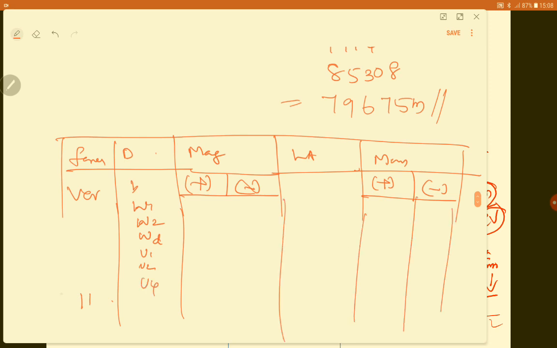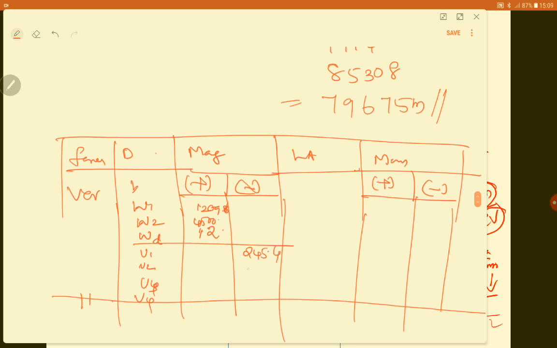So these are the various forces here. What will be the values? These will be positive and these will be negative. So W1 is 1209.645 and the other three values. On the negative side you have 245.4, 197.3, 288.0, 592.1. These are the various forces.